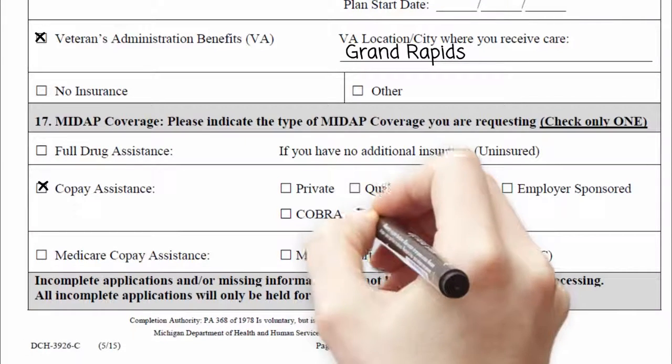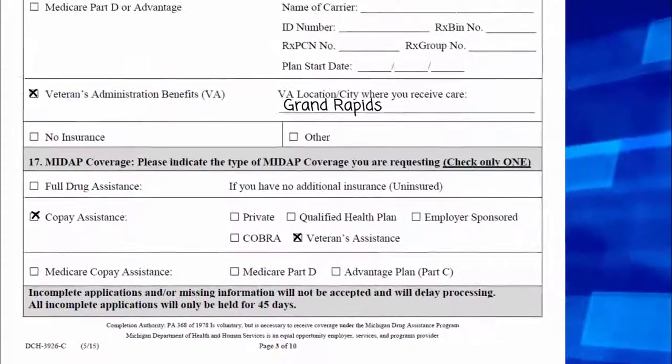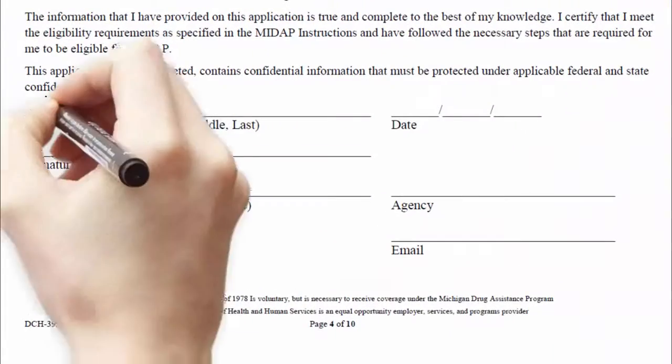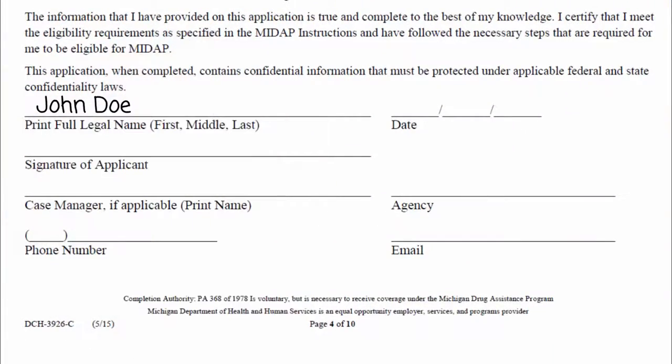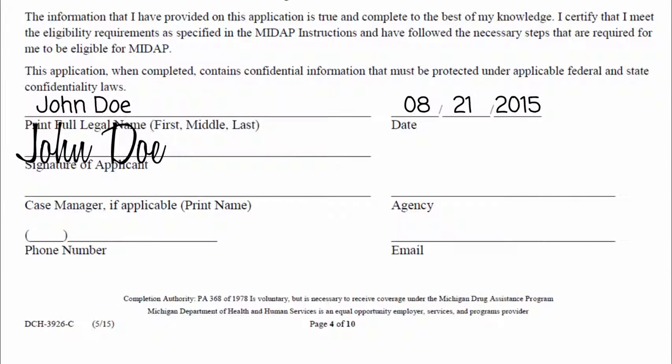That was the last question of the annual recertification application. However, your application is not complete until you sign and date the bottom of page 4. Please read this page thoroughly, as this is the consent form and authorization for release of information. MiDAP cannot process your application without your signature. If you have a case manager, please write his or her name, agency, and phone number in the spaces provided.